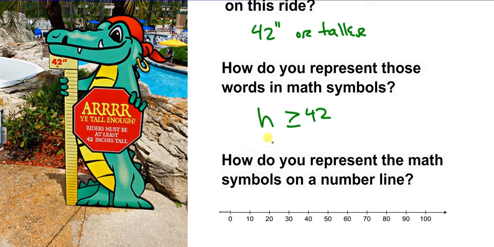A lot of times, because these inequalities have lots of solutions, we like to graph them. So I'm going to find 42 on my number line, which would be between 40 and 50, a little bit closer to 40. I'm going to put a dot there. And then I would shade to the side that would make it true. So I need numbers that are greater than or equal to 42. So numbers to the right.